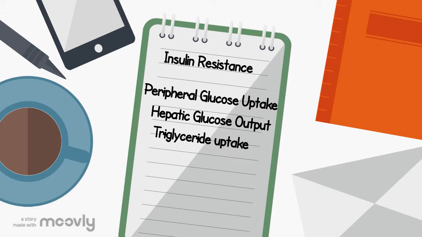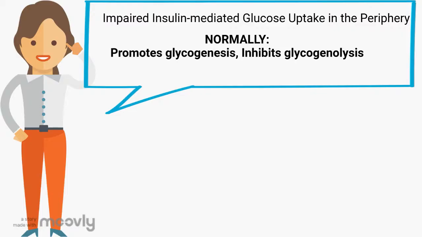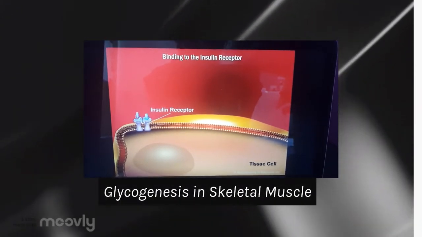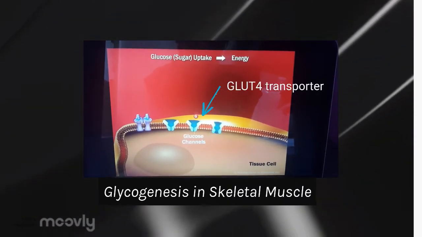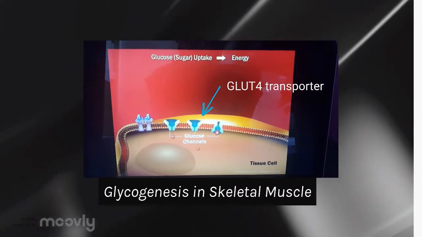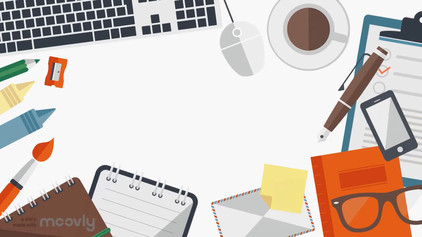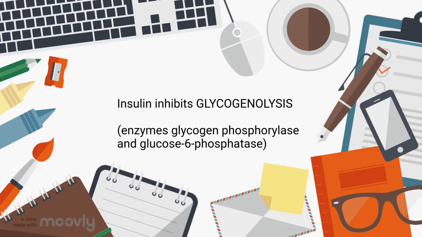Three major changes occur as a result of insulin resistance. They include impaired insulin-mediated glucose uptake, incomplete suppression of hepatic glucose output, and impaired triglyceride uptake. In normal physiology of skeletal muscle, insulin is able to promote glycogenesis and inhibit glycogenolysis. Upon insulin binding to a receptor, glucose enters skeletal muscle via a GLUT4 transporter, and the transcription of glucokinase and glycogen synthase occurs. These enzymes are responsible for the glycogenesis pathway. Alternatively, the presence of insulin inhibits the transcription of glycogen phosphorylase and glucose-6-phosphatase. These enzymes are responsible for glycogenolysis.